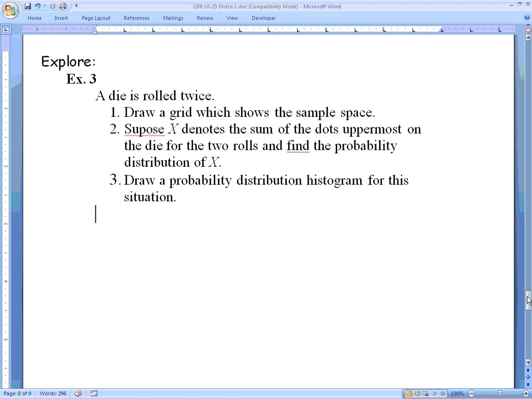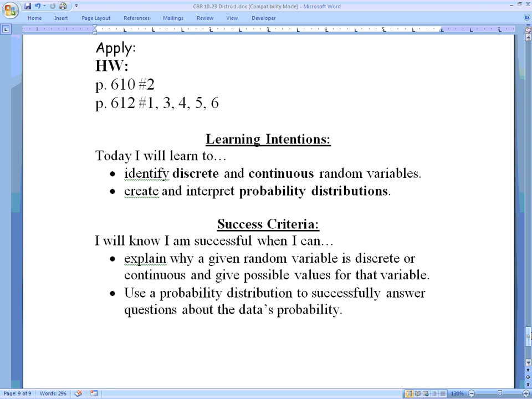A few problems in the book on page 610 and 612. Again, from today's lesson, we should be able to explain why a random variable is discrete or continuous, knowing whether it's counted or measured, give possible values for that variable, like we did on our different problems here, and then use a probability distribution to successfully answer questions about that data's probability. Again, like we did when we looked at which one was the most commonly occurring and which one was the least commonly occurring, and also knowing that our probabilities should all add up to 1.